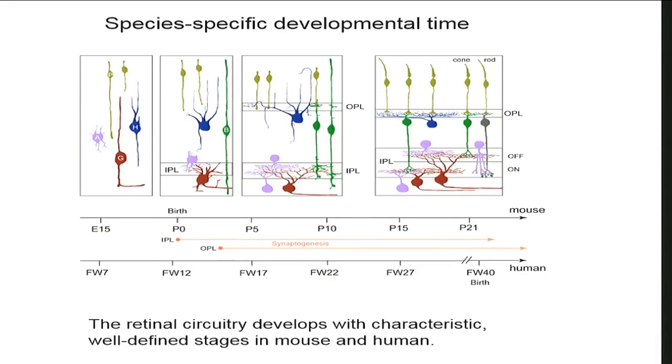And so we can follow this process in a normal mouse. But in humans, this process takes place starting at around fetal week 7 and then continues. The outer nuclear layer synaptogenesis first starts forming here at about fetal week 13 or 14. And so we know some of the things that describe both the mouse and the human, but the circuitry develops with these same stages in both species. So we're interested in trying to understand this process in both mice and in humans.